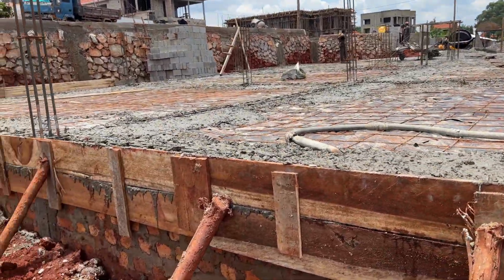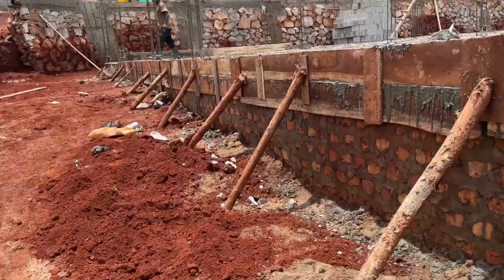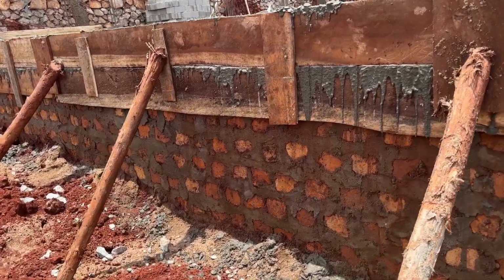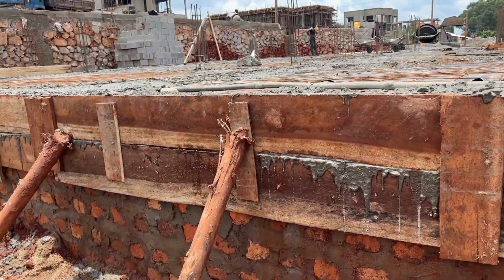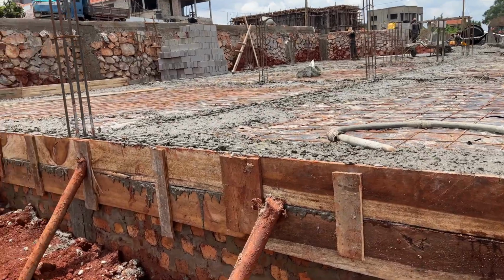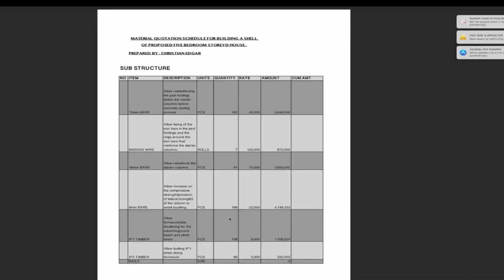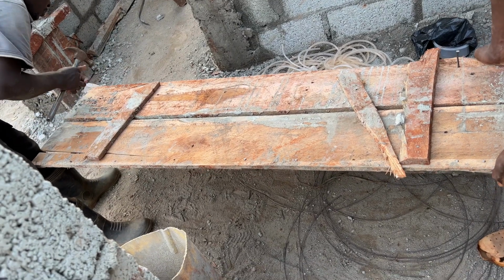We also bought 9x1 timber. Now this 9x1 timber was for making formwork, shuttering, for the ground beam, the plinth beam, the starter columns, all that. So all the formwork in the substructure, we bought 138 pieces of timber, 9x1, and each piece cost 8,000 shillings, and that cost us 1,106,200 shillings.